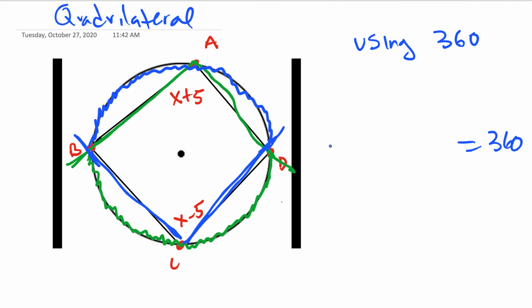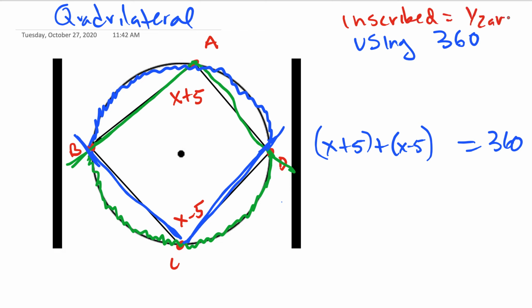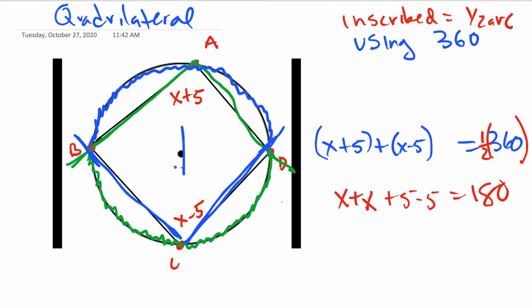Okay. However, we're not going to set them equal to 360 because inscribed angles, we want to remember, are half the arc. So if all the way around our arc gives us 360, then we need half of that. So that's why we're going to see this rule. I'm going to put them next to each other. x plus 5 plus x minus 5 equals 180. Angles that are across from each other like this, that are inscribed, that share the same vertices, they will always add up to 180. So if I keep doing this, 5 take away 5 is 0.